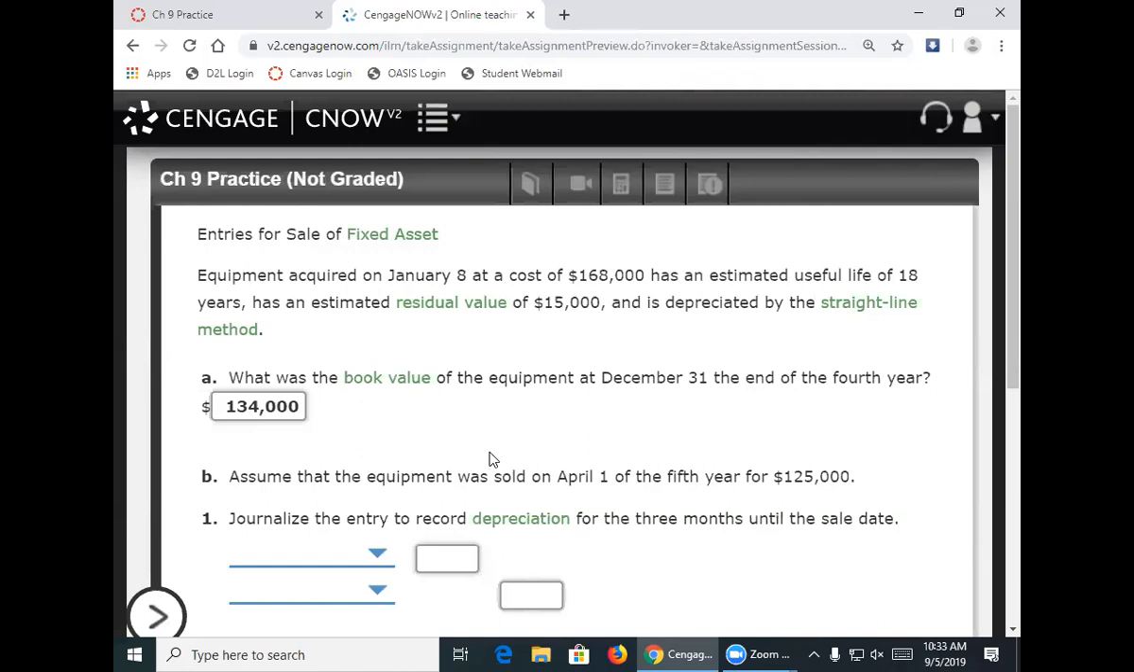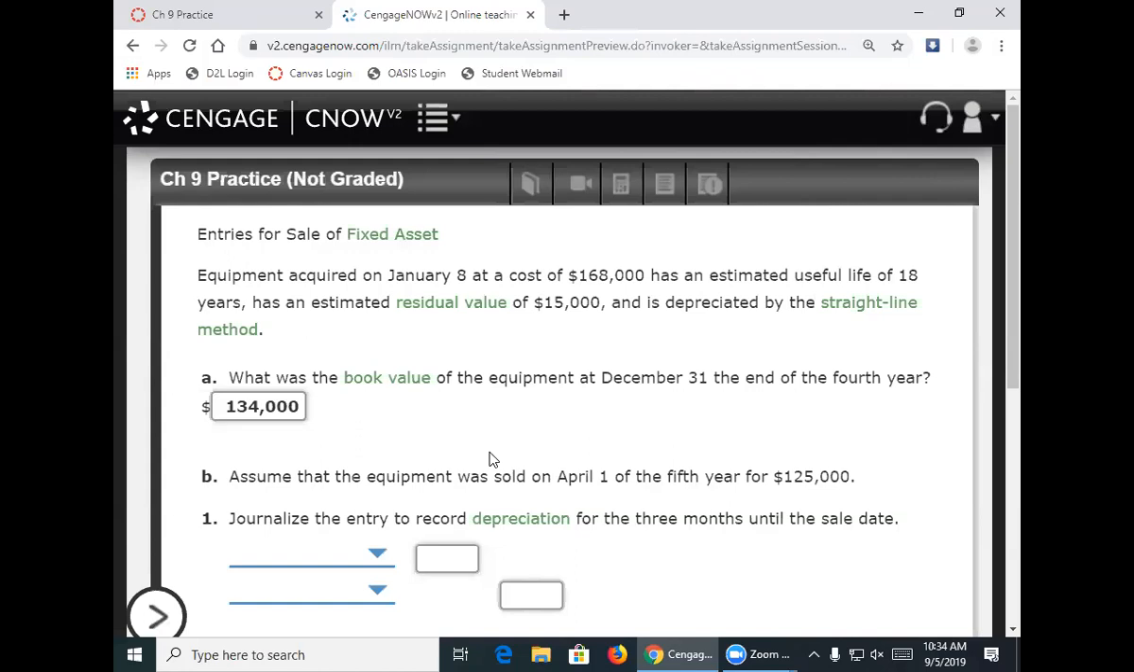So, part B, we need to account for selling it. We sold this equipment on April 1st of the 5th year for $125,000. We can see this is going to be a loss, right? We sold it for less than the book value. We have its current book value at $134,000, but that book value was as of December 31st of year 4. So that would also be your book value January 1st of year 5.